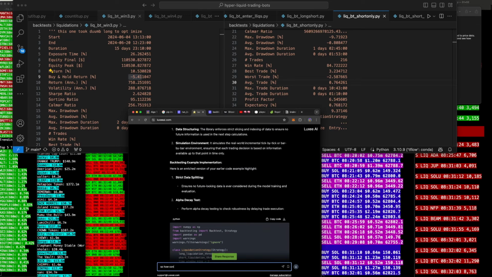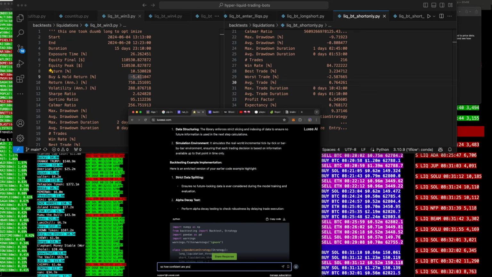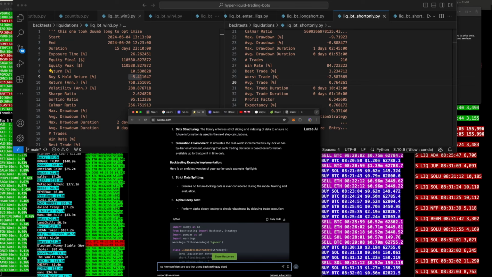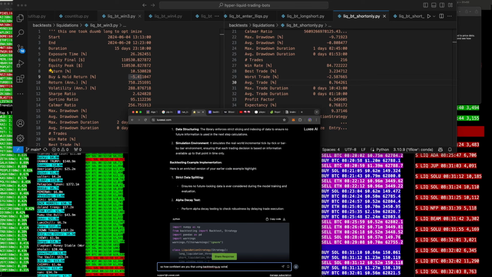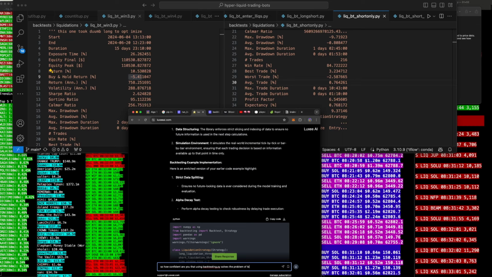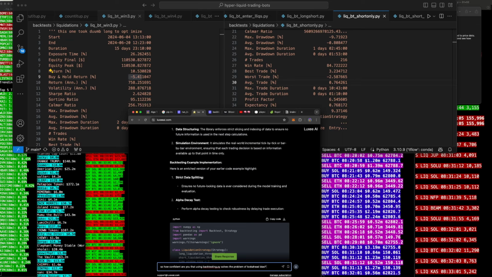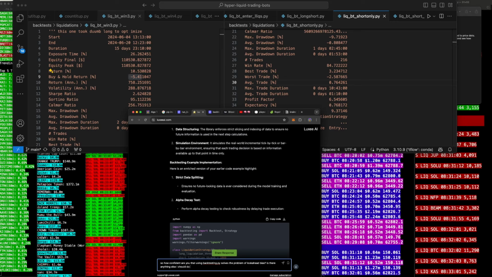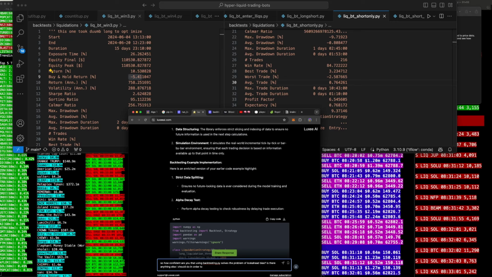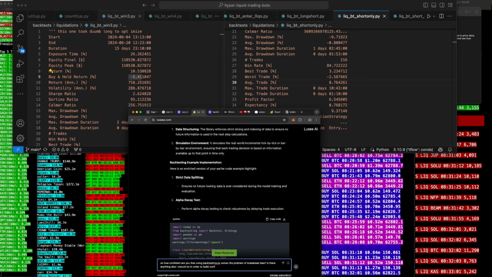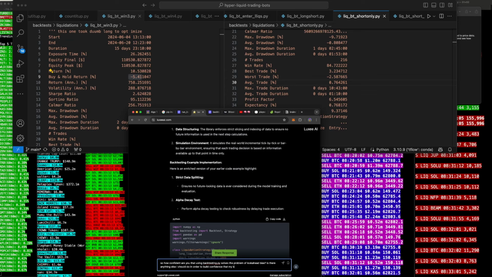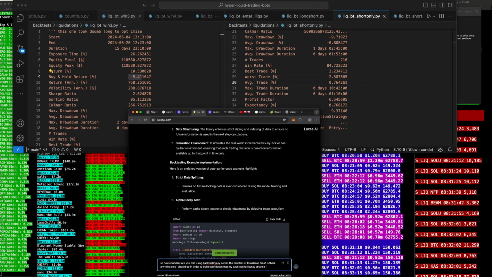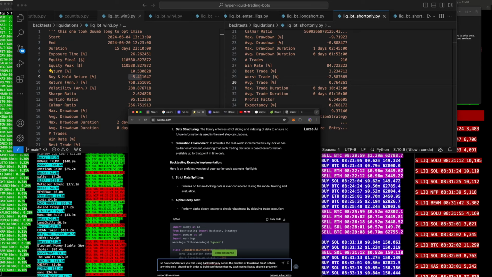So how confident are you that using backtesting.py solves the problem of look-ahead bias? Is there anything else I should do in order to build confidence that my backtesting library above is preventing look-ahead?